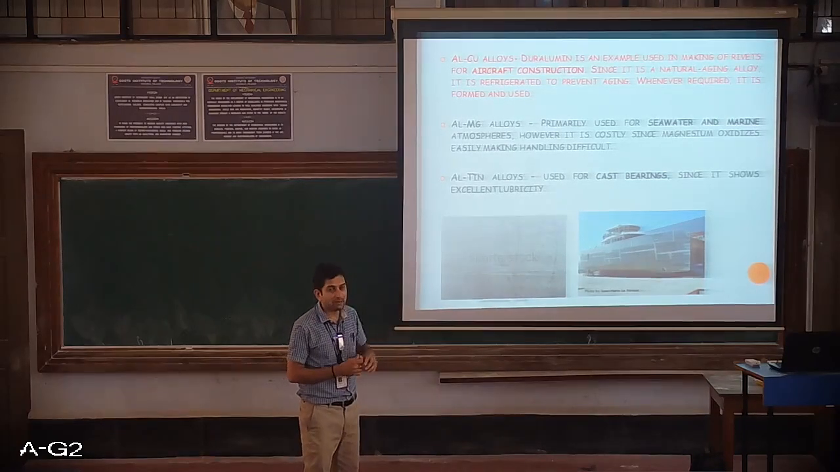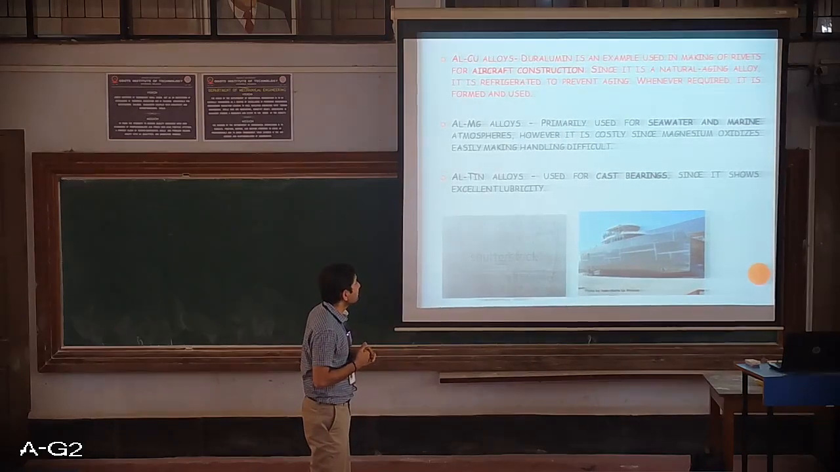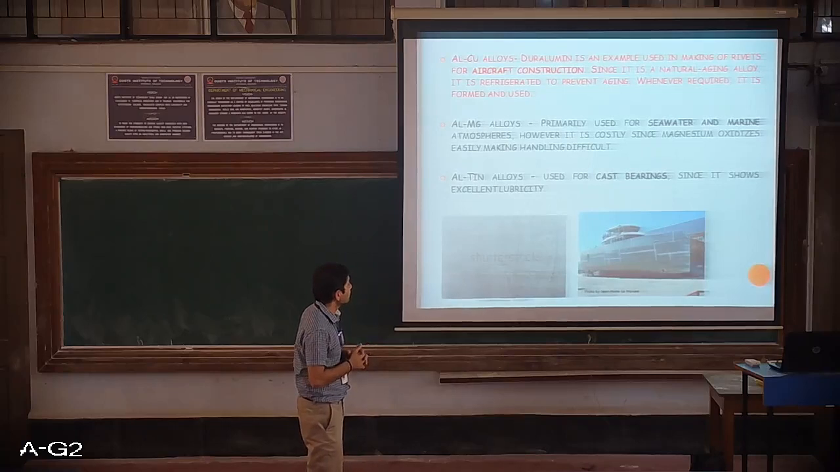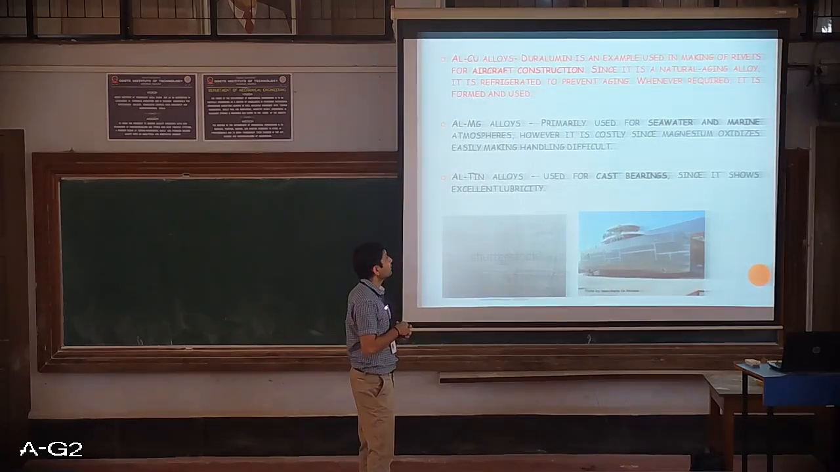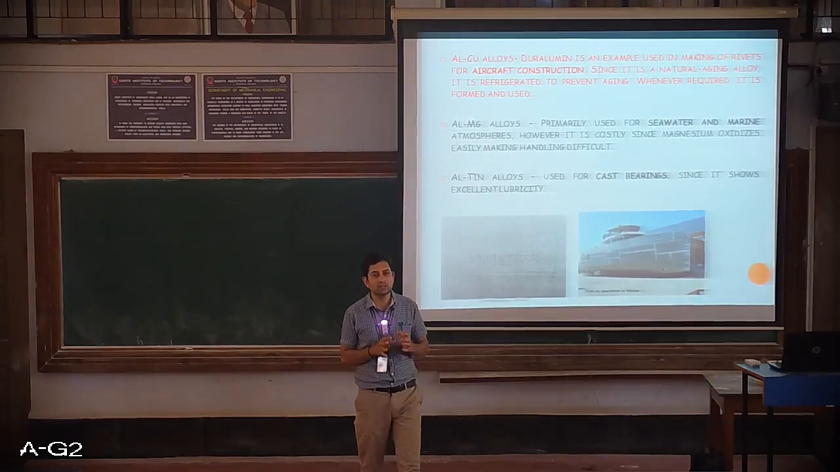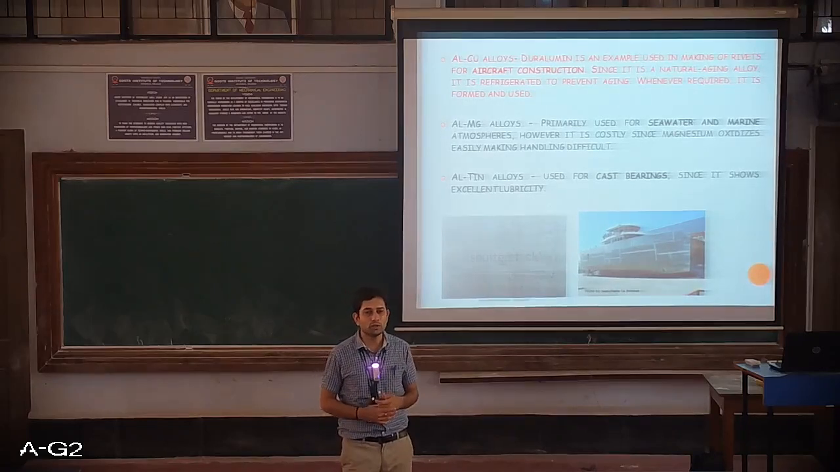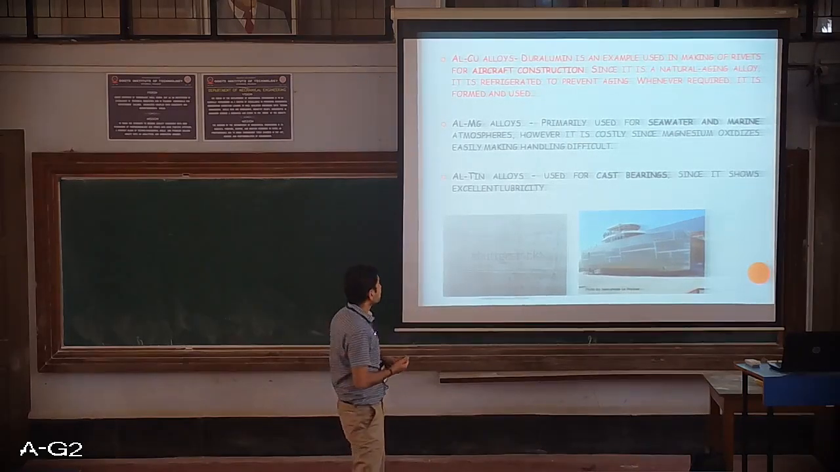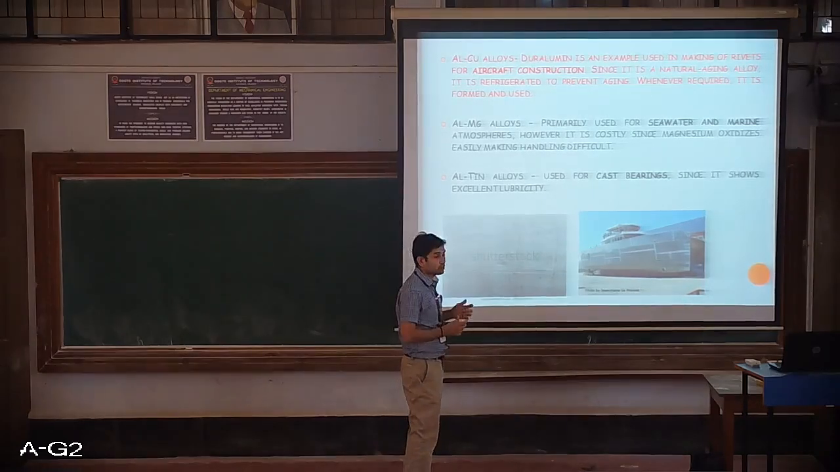This point we had put in the IA also. So aluminum copper alloy, duralumin is an example used in making of rivets for aircraft construction. Since it is a natural aging alloy, it is refrigerated to prevent aging. Whenever required, it is formed and used. So whenever it is required, it will be removed from the refrigerator, formed, meaning the shape is changed, and used for the application. Again, aluminum magnesium alloy is one which is basically used for seawater applications.